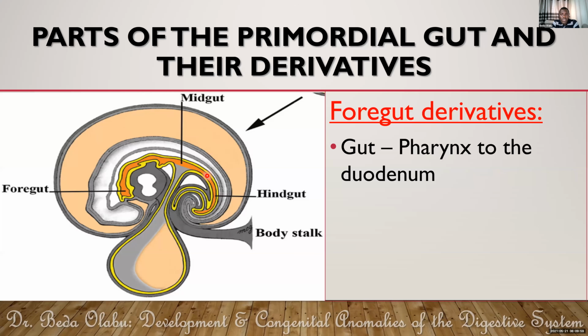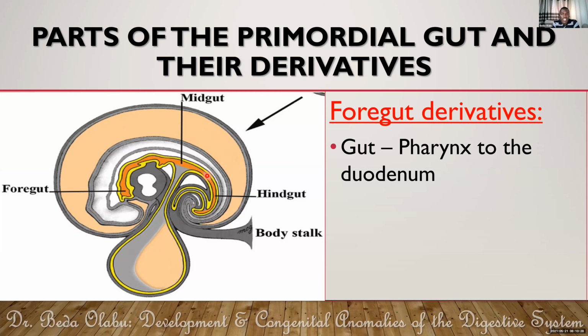After esophagus, we go to the stomach. So the stomach is also a foregut derivative. After stomach, we talk about the duodenum. The duodenum is a foregut derivative. However, you need to put a comma there. Only the proximal part of the duodenum is a foregut derivative. The distal part of the duodenum is not within the foregut.